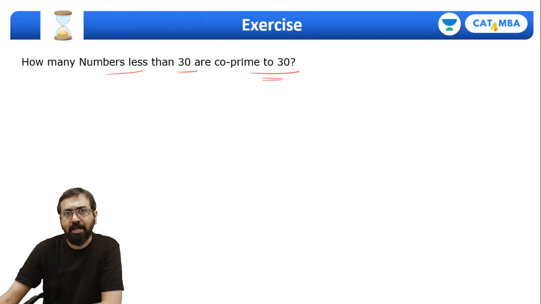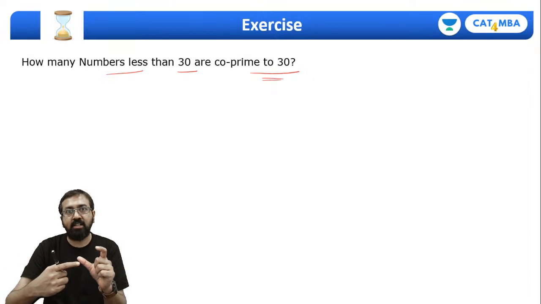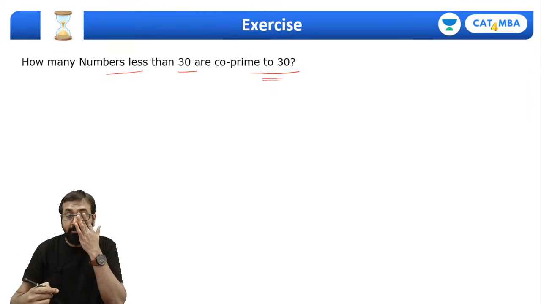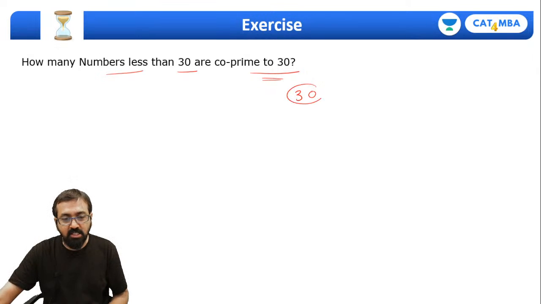First of all, what are the co-prime numbers? Numbers whose HCF is 1, or the other way of looking at that, if I take two numbers and there is no common prime factor in those two numbers, that means they will be co-prime, right? So I need to find out how many numbers in the range of 1 to 30 are co-prime to 30.